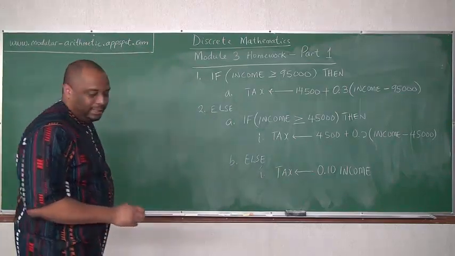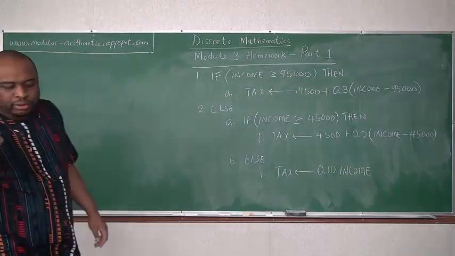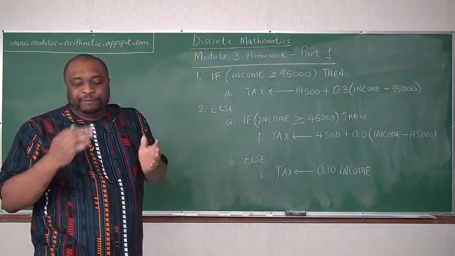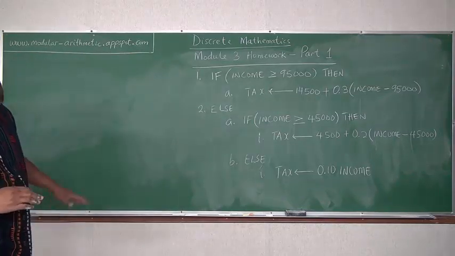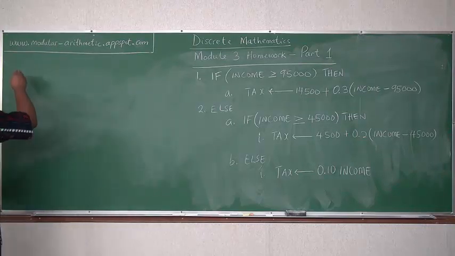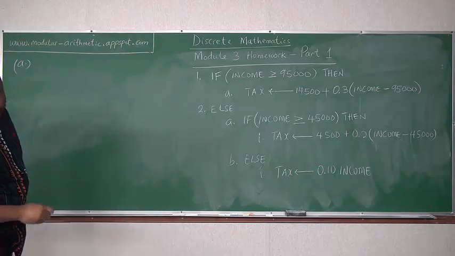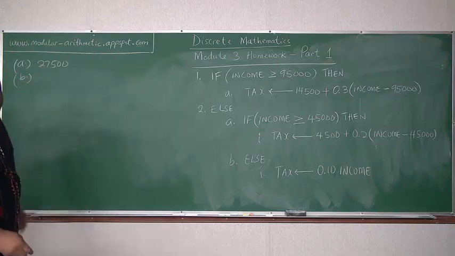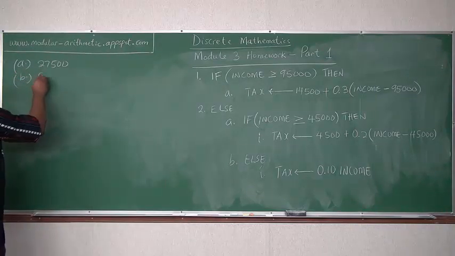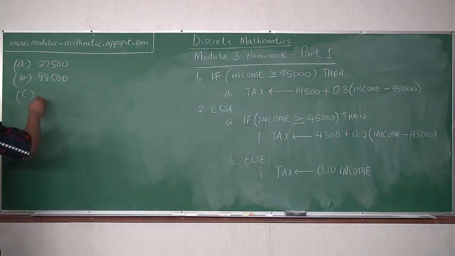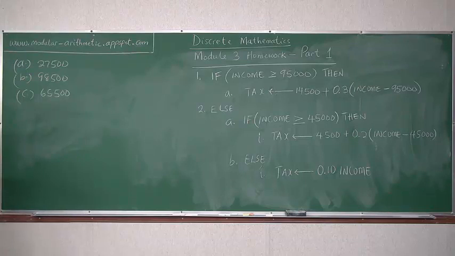So the question here is, what is the pseudocode output? Of course, the output is the taxes. What is the pseudocode output for the following inputs? Explain your solution. I've already explained this. We have A, 27,500; B, 98,500; and C, 65,500. Okay, let's find their tax.